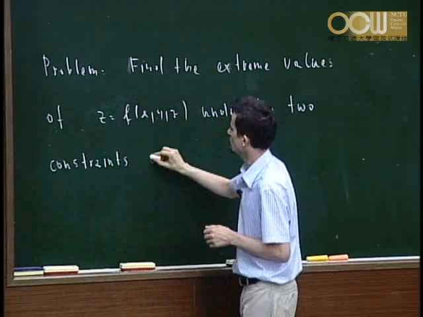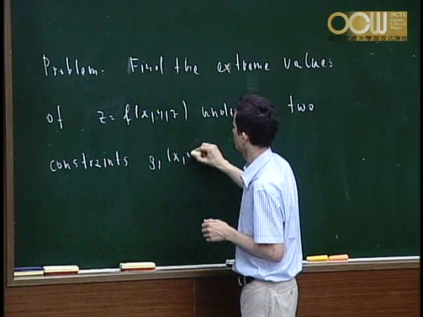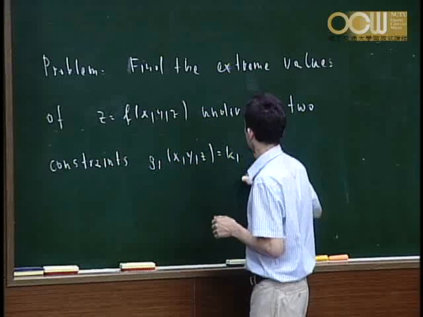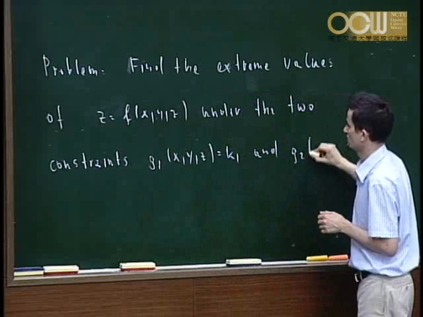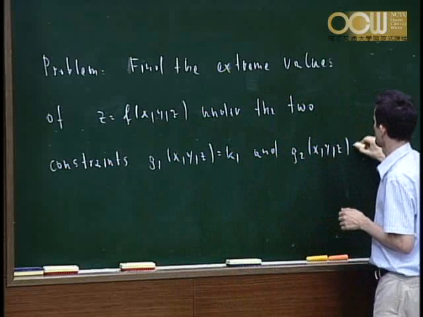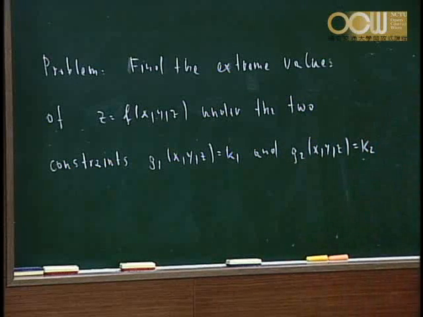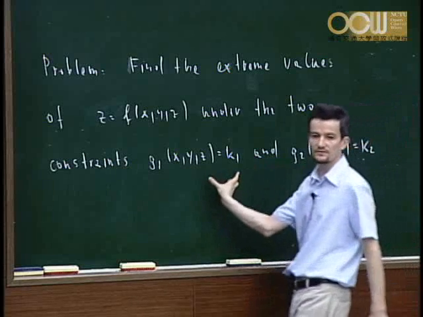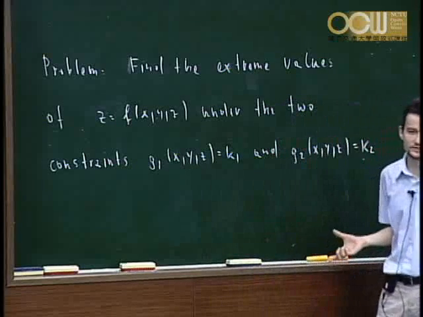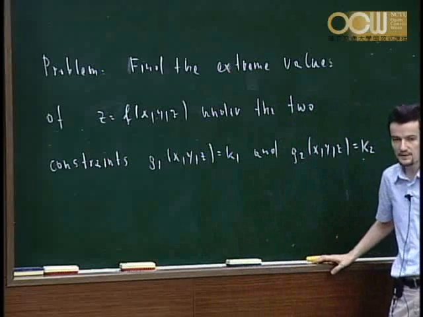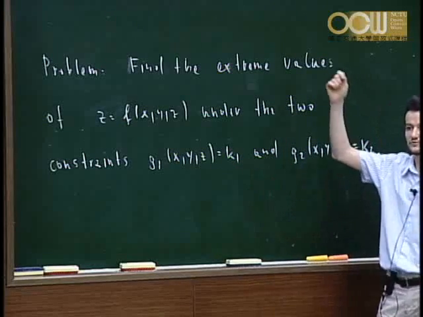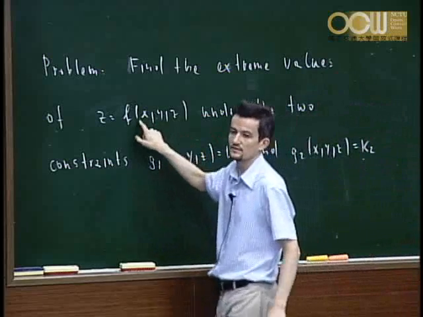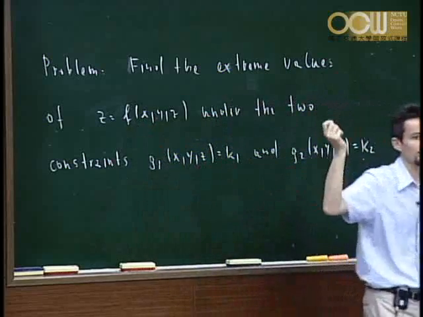Now, instead of only one surface, you have two surfaces. Those 2 surfaces will have an intersection, and the intersection will be a space curve. So those 2 surfaces give you some space curve, and you are interested in finding the extreme values of f on the space curve.